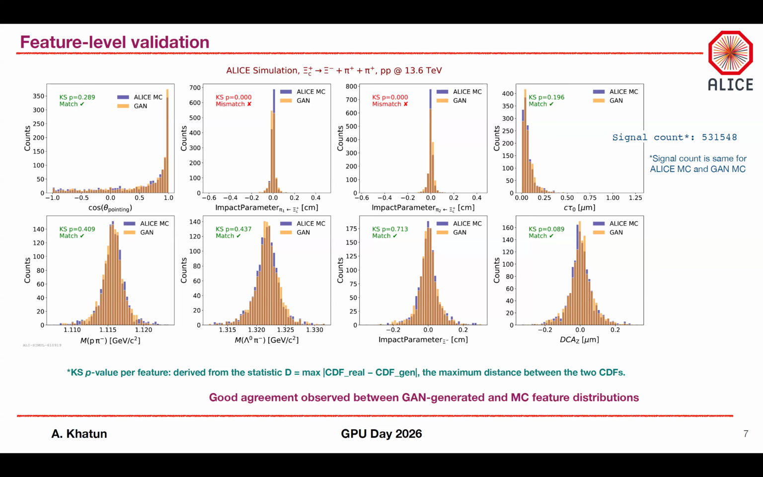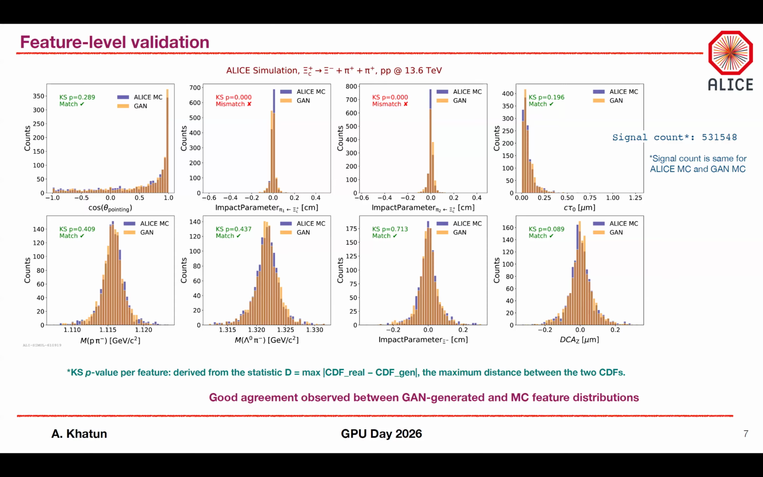And for the signal count, around 53,000 samples. Then, to check statistically, we do this Kolmogorov-Smirnov test. This is the cumulative distance between these two features. A large p-value typically means the matching is good. For example, in some cases, it's not. So this is just an example of how it works.